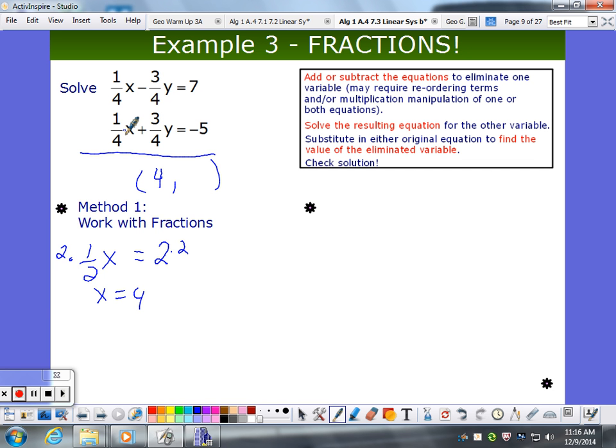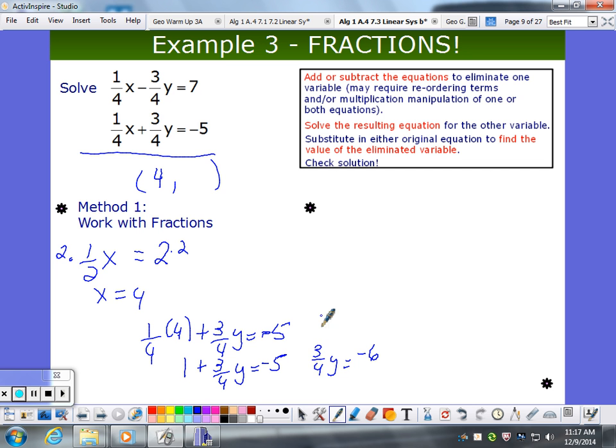All right, now I have to find y. Which equation shall I use? This one? Okay. She's saying use this one. So 1/4 x, and I think x is 4, plus 3/4 y. That's going to be -5. What's 1/4 of 4? 1. So now I'm going to subtract that guy, right? 3/4 y equals -6. How do I get y by itself?